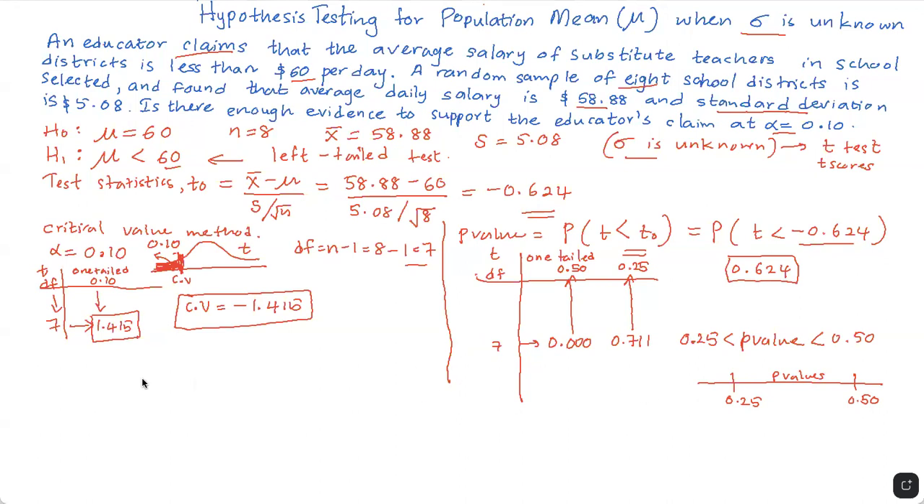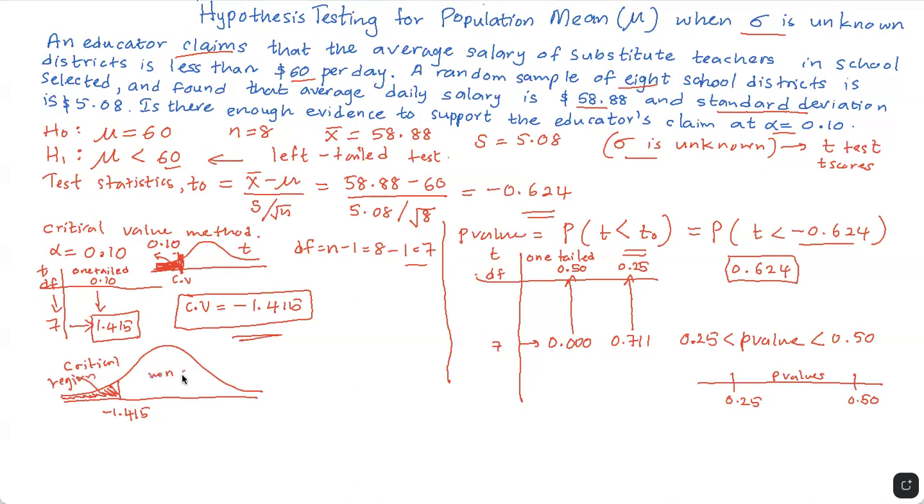So let's find the decision of this testing. First, let's look at the critical value. The critical value is this one, right? So compare this critical value with your test statistic. So we have the critical region. This number is negative 1.415. So this is your critical region.